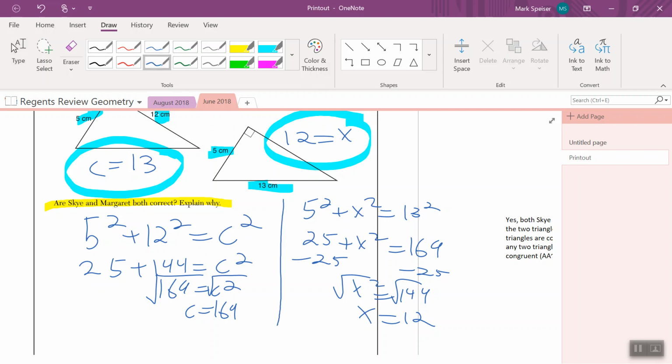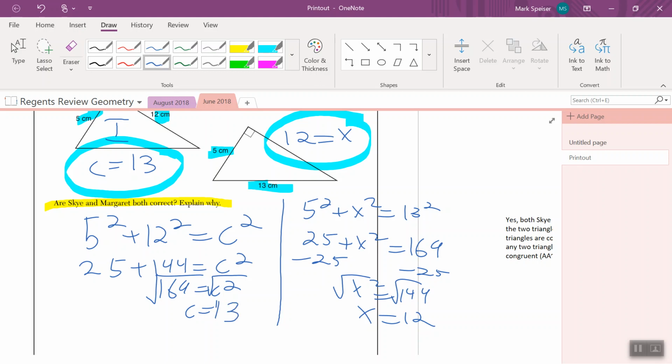So for the first triangle, we'll call it triangle 1, 5 squared plus 12 squared equals c squared. 25 plus 144 equals c squared. The square root of 169 is c. C equals 13.